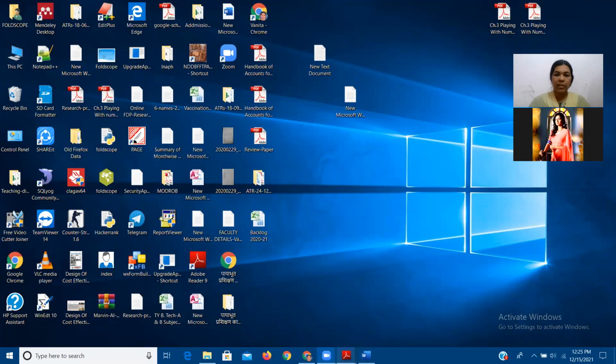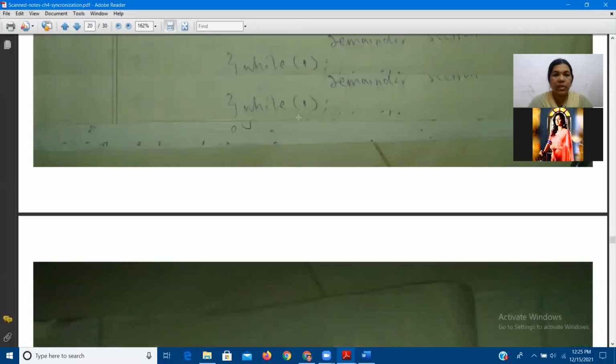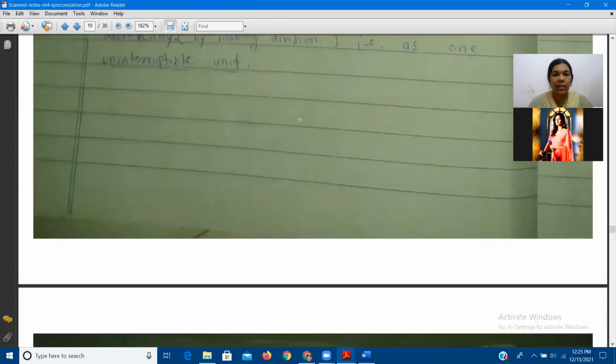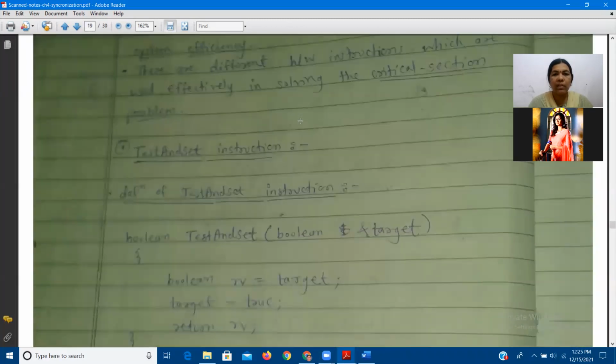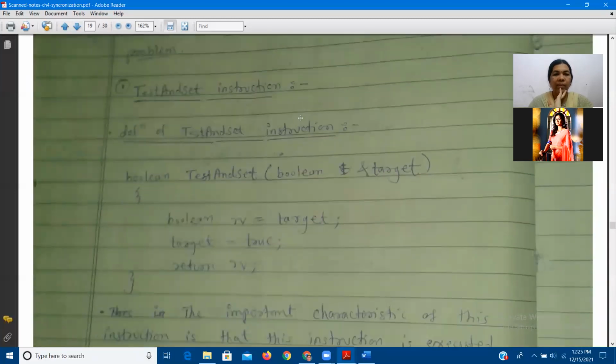So in the last lecture, we discussed synchronization hardware, right? Under synchronization hardware, we discussed the test and set and swap instructions. We discussed the instructions with the help of their definitions, and then we discussed their application in the form of a solution. So we discussed the solution to the critical section problem, right?